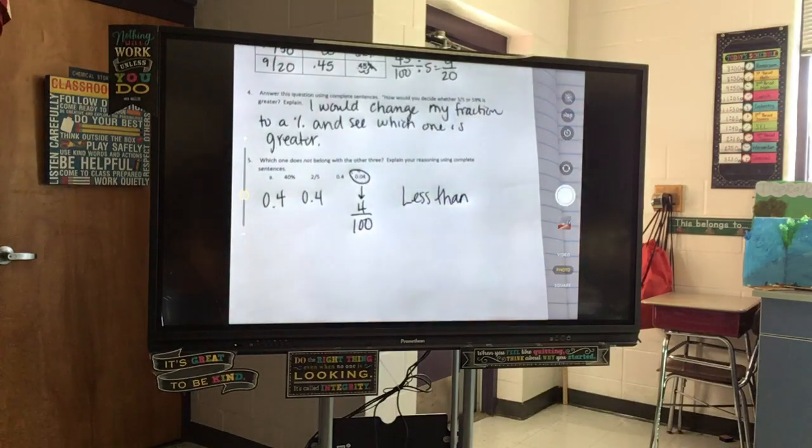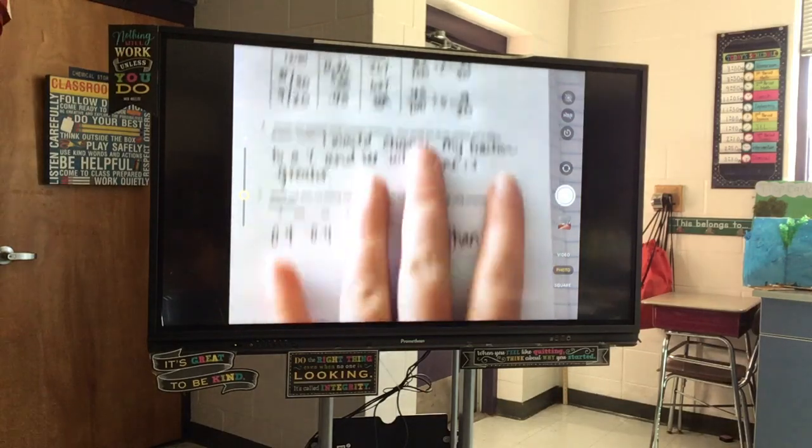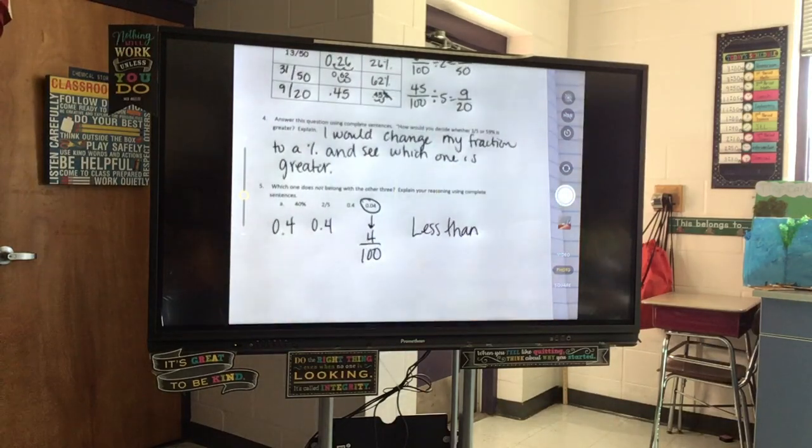All right. Okay, let's go ahead and glue this paper into our notes. Do not talk, get this done quickly so we can move on to the next thing.